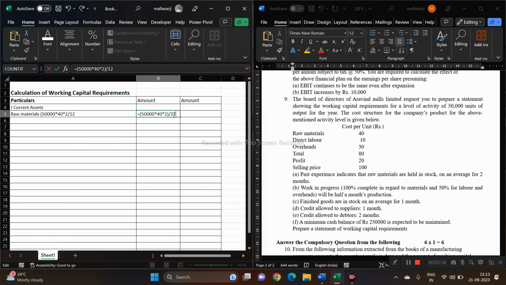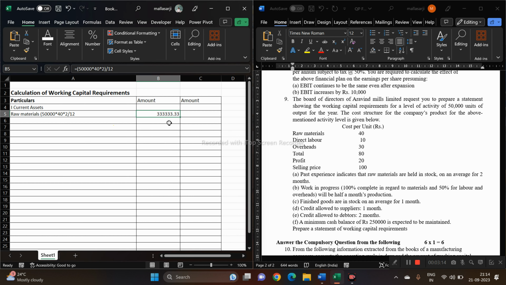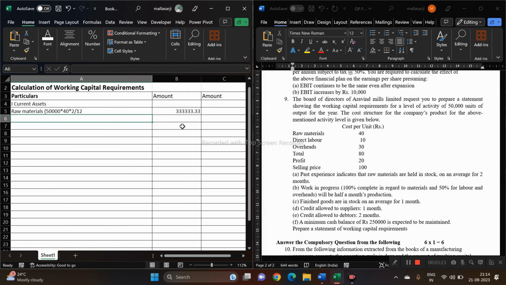Divided by 12. So the answer is 3 lakh 33,333 rupees. So what is the raw material amount that comes here? 3 lakh 33,333. Next one I am going to calculate.